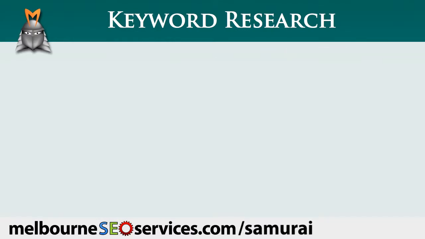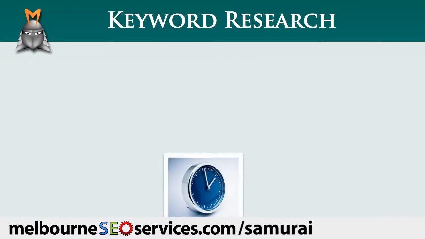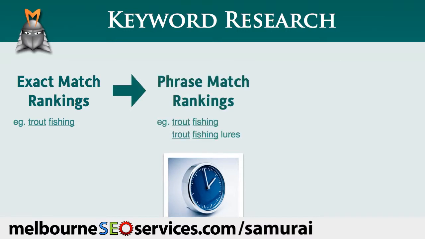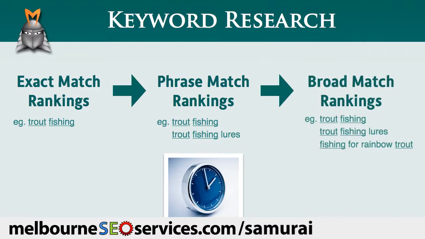The important thing to understand here is that you achieve different rankings over time as your site grows and develops more authority. You usually start with exact match rankings. Then, as you add content and obtain links, you obtain phrase match rankings. And finally, as your site develops more authority, you obtain broad match rankings.